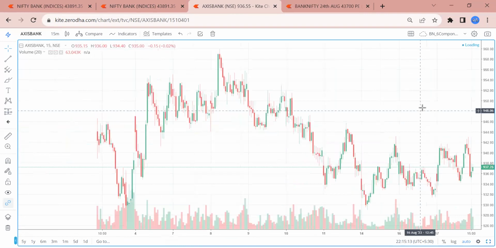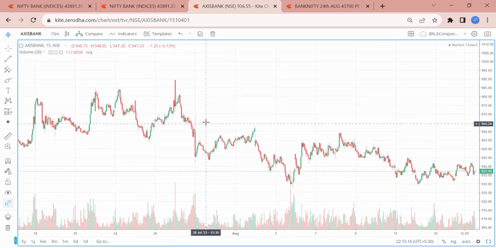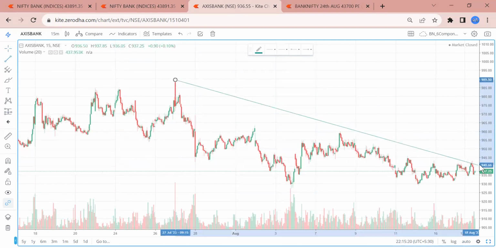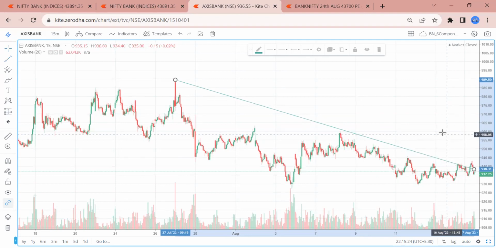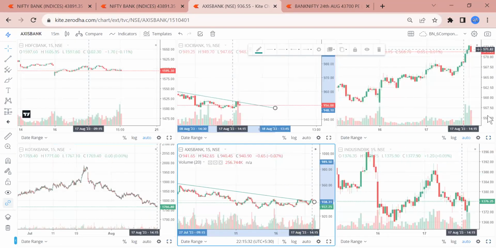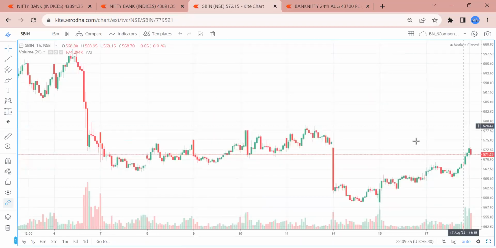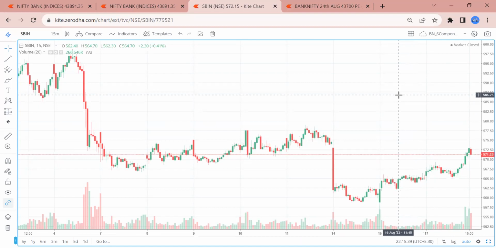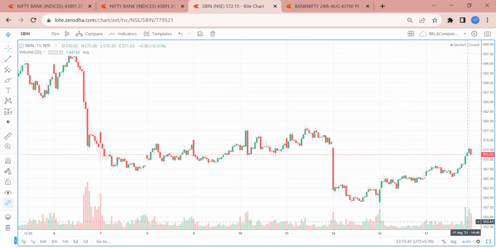Axis Bank is range bound, so Axis Bank is also showing an interesting pattern here. Both Axis and ICICI may show strength. We don't know, but it looks like these two stocks can actually pull up Bank Nifty tomorrow. SBI same, SBI above 575 will start testing the levels of 586. So SBI again looks bullish.